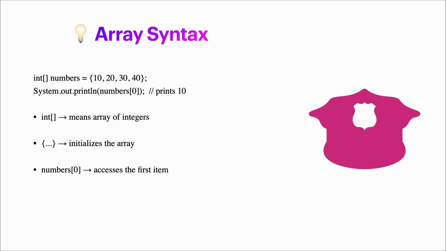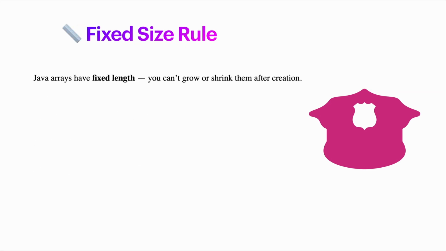So let's keep moving. There is also a fixed rule: Java arrays have fixed length. You can't grow or shrink them after their creation. If you create a Java array, it's always like that. In JavaScript, it's different, but don't worry, with time you get to know. Let me not confuse you. With Java arrays, they have fixed length, so you can't grow and you can't shrink.